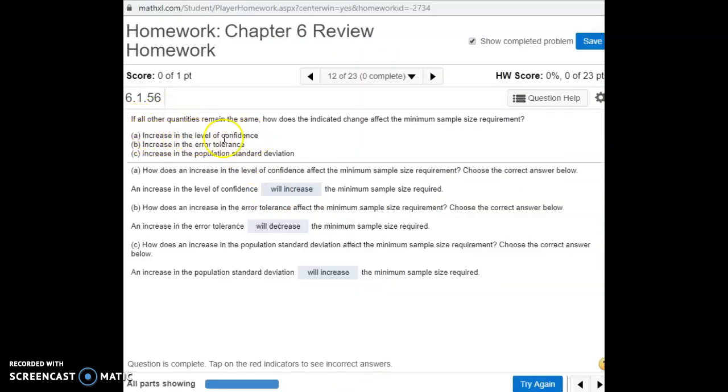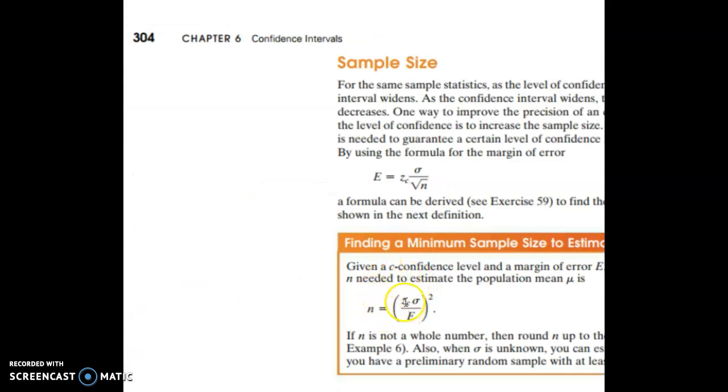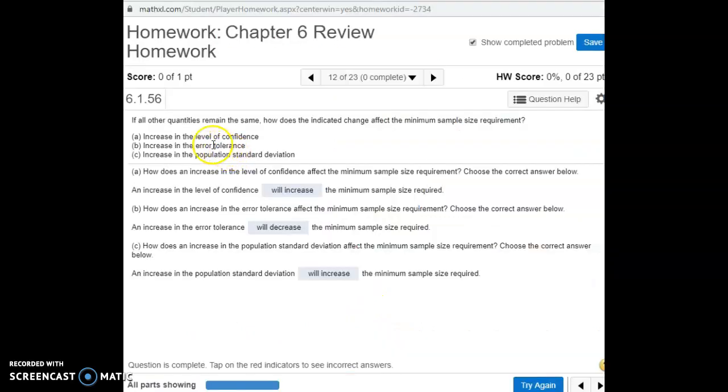If we increase the level of confidence, that will increase the minimum sample size required. Increasing the level of confidence makes the top part of this fraction larger because our critical z sub c here gets larger. And so the value here gets bigger, which means our result, the minimum sample size needed, gets larger. That should also make sense: if nothing else changes and we want a higher level of confidence, the only way to do that is to get more data, more information, which we get from increasing the sample size.